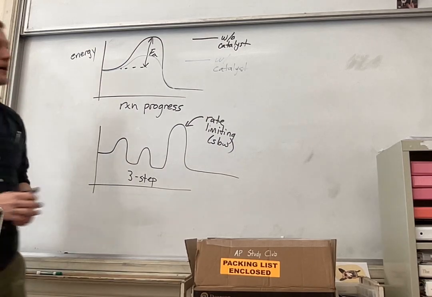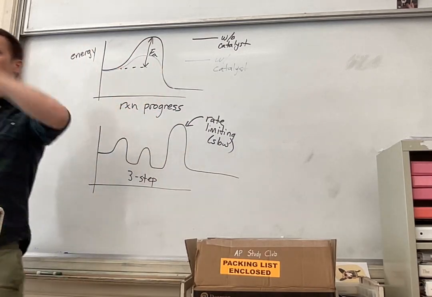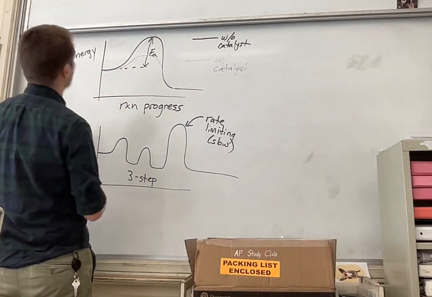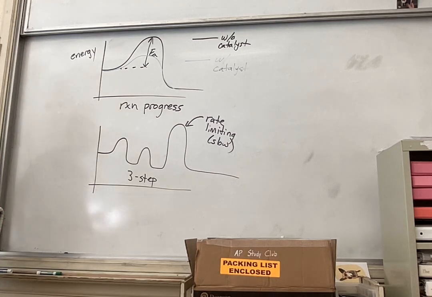An intermediate would be the opposite, where it's produced in one step and then used up in the next step, so it's not part of the overall reaction. That's called an intermediate.